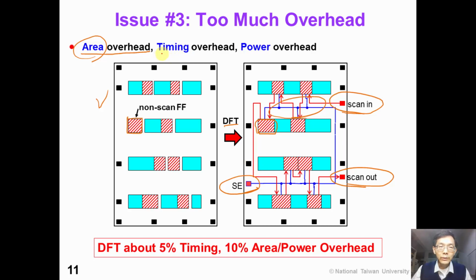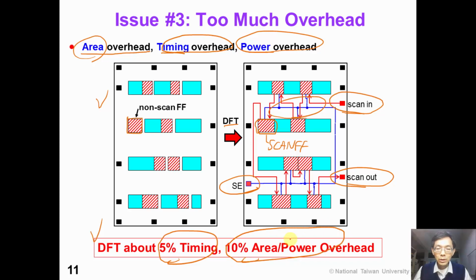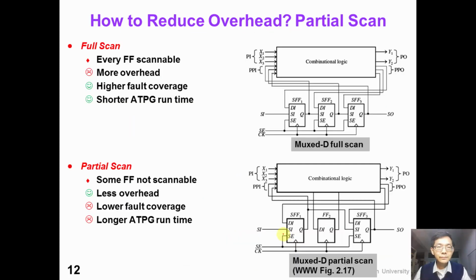Besides area overhead, we also have timing overhead, because the scan flip-flop is slower than the non-scan flip-flop. And we also have power overhead because we have more transistors in the scan design, so we have extra power. Overall speaking, DFT requires about 5% timing overhead and 10% power or area overhead. So how can we reduce the overhead?